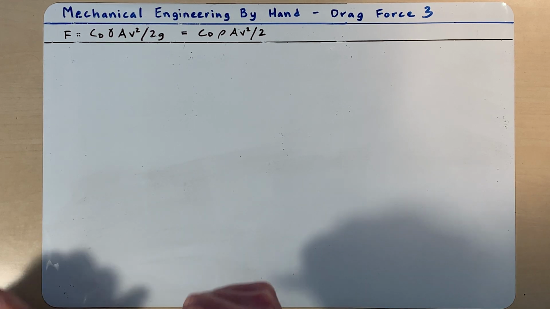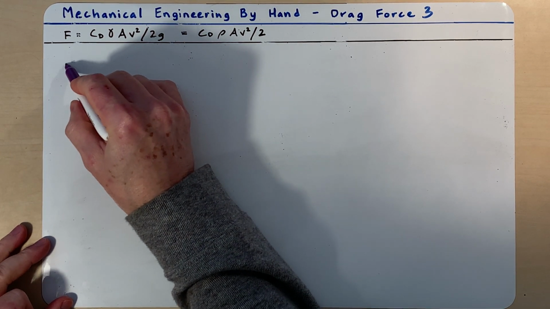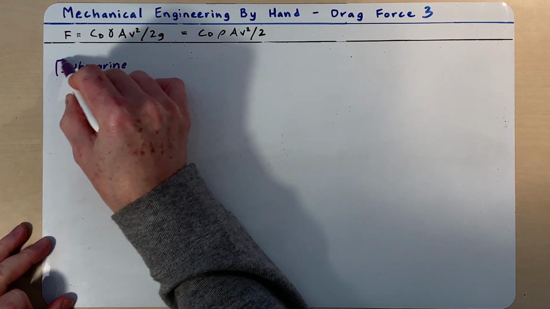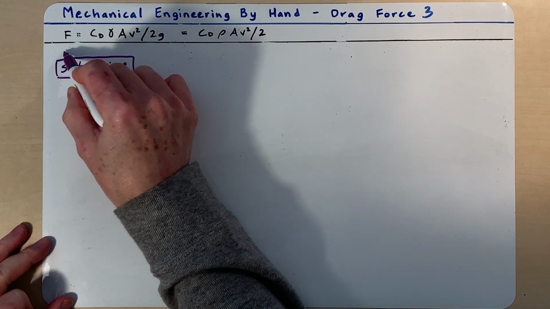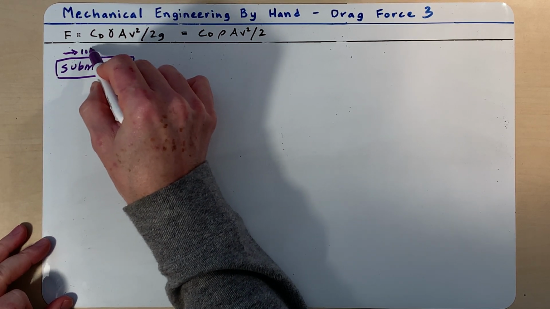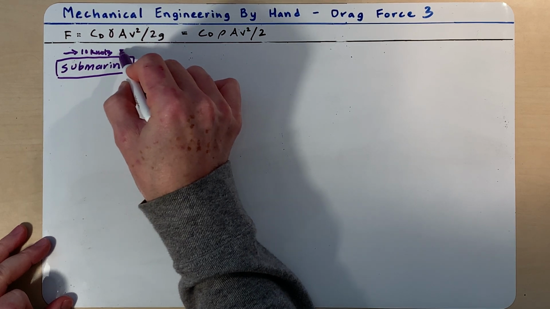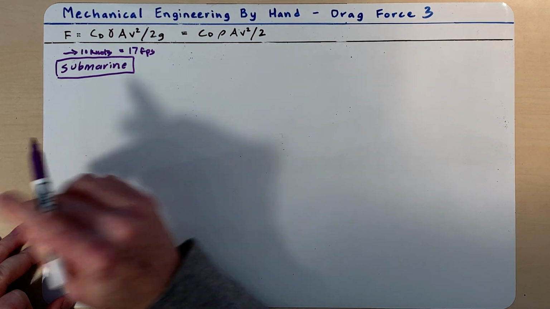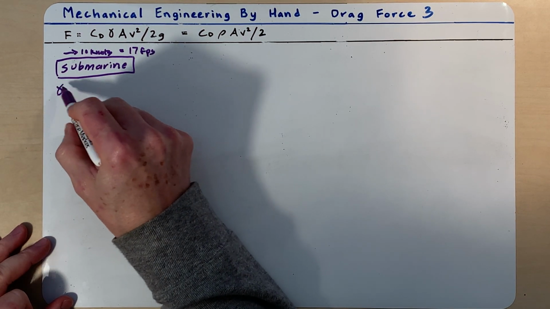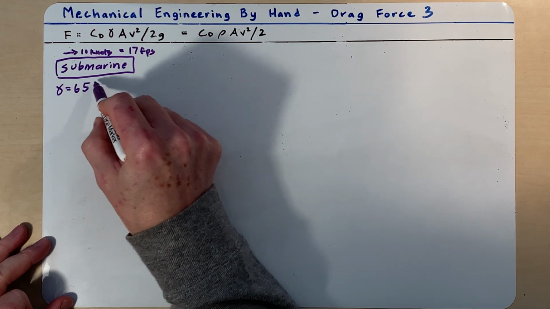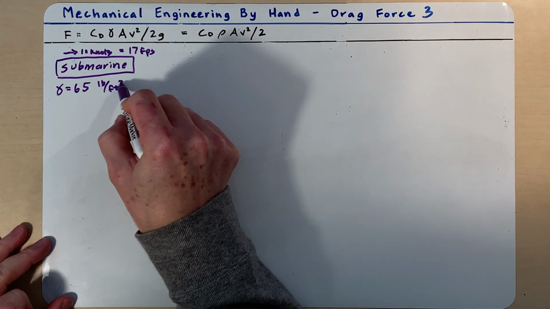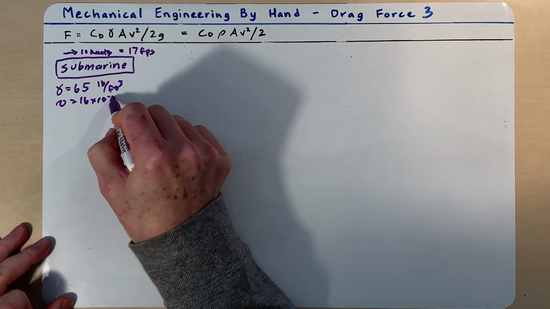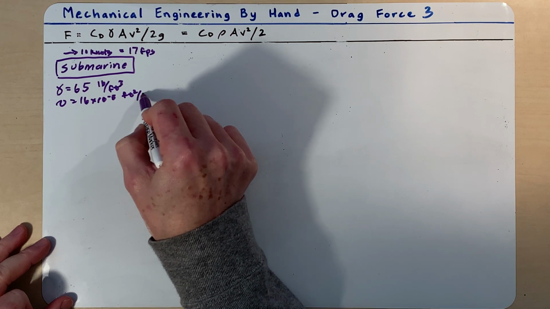So let's look at a submarine moving through the ocean, and it's going 10 knots, which is equal to 17 feet per second. The specific weight of the seawater is 65 pounds per foot cubed, and the kinematic viscosity is 16 times 10 to the negative fifth feet squared per second.